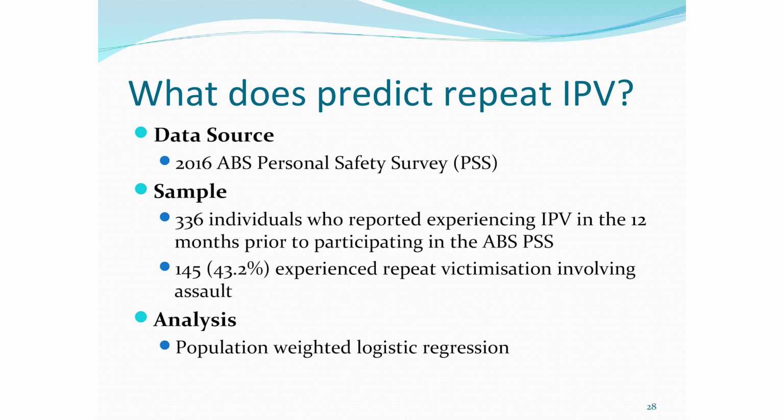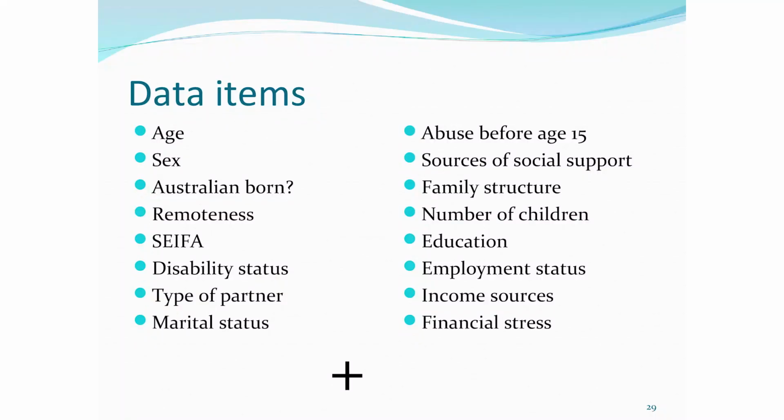So there were 336 individuals who reported experiencing intimate partner violence in the 12 months prior to participating in the survey, and of those, 43% experienced repeat victimisation involving assault. So the data items we looked at were as many as we could get from the survey. I'll just let you scan over them as I go through. But I'm coming to the most important part about this survey.